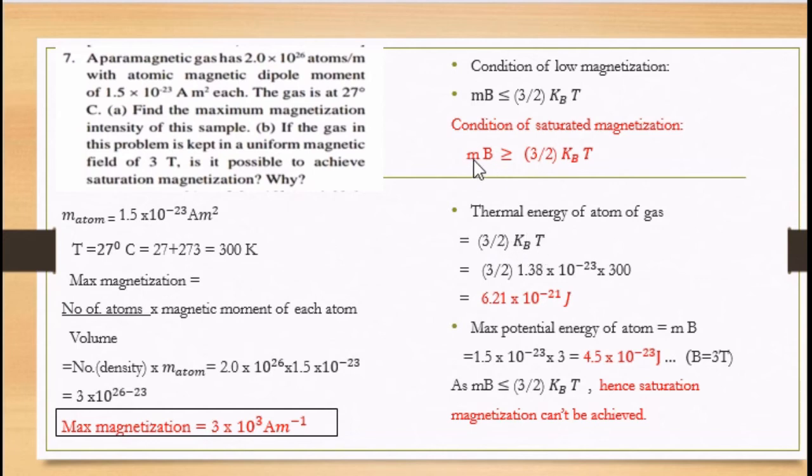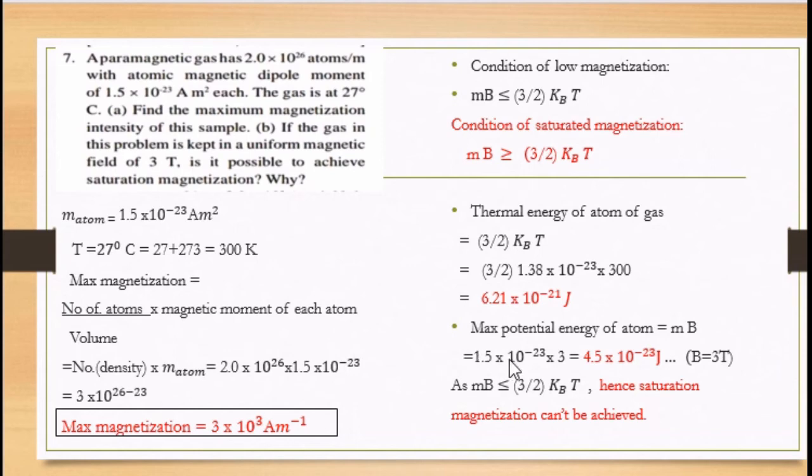Now we have to find out the value of MB. So what is MB here? The maximum potential energy of the atom. In this sum, the value of B, which is 3 Tesla, is given to you. So let us put the value of M and B in this one. Then what we'll get is the maximum potential energy of the atom, with the value of M already given, which is 1.5 into 10 raised to power minus 23. So the value of M is this and B is 3 because it is already given.